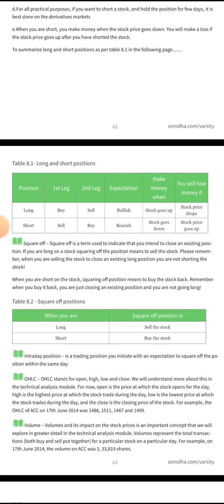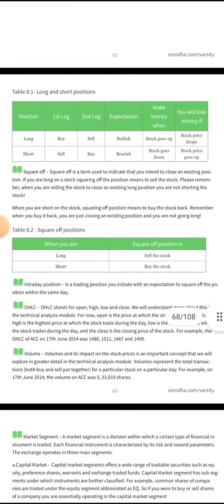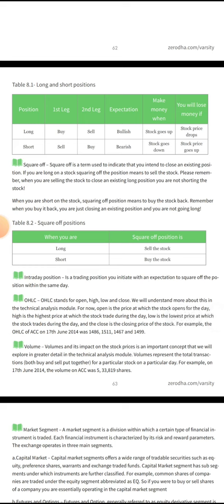Table 8.2, square off positions. When you are long, the square off position is to sell the stock. When you are short, the square off position is to buy the stock. Another jargon is intraday position. It is a trading position you initiate with an expectation to square off the position within the same day.